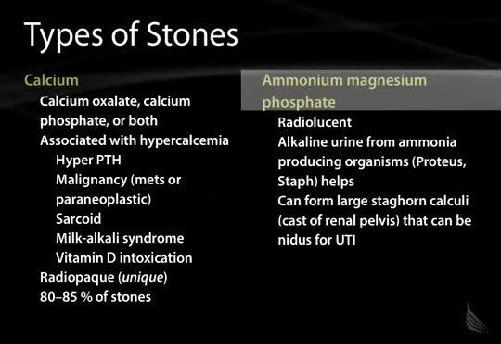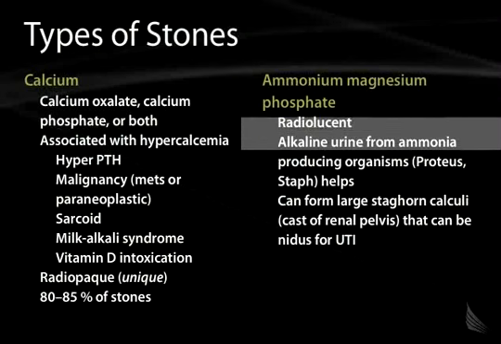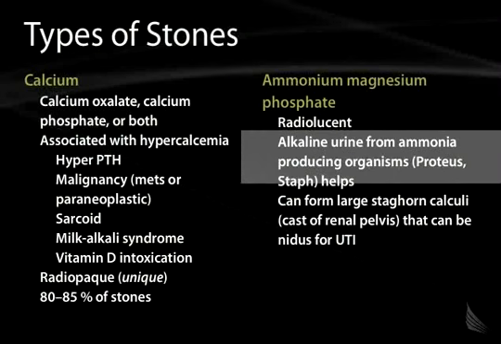The second most common form is an ammonium magnesium phosphate type. These are radiolucent and usually occur because of excess alkaline production by ammonia-producing organisms like Proteus mirabilis, a frequent cause of urinary tract infections. So what you see are people who have frequent, repeated urinary tract infections and pyelonephritis from Proteus mirabilis will have alkalinization of their urine, causing precipitation of magnesium phosphate and ammonium, leading to stone formation.